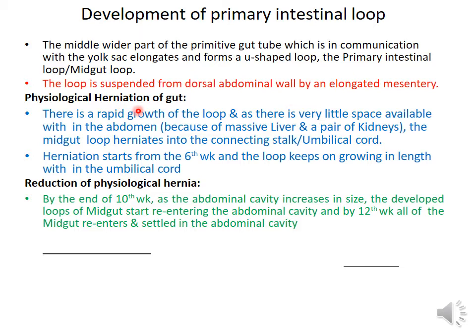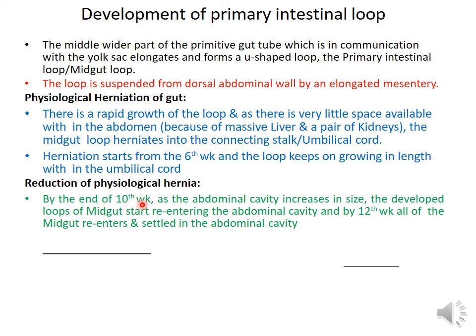The physiological herniation of the gut occurs due to the rapid growth of the loop and also because of very little space available in the abdomen due to the presence of the massive liver and the pair of kidneys. The midgut loop herniates into the connecting stalk. It starts at about the 6th week and keeps on growing in length within the umbilical cord.